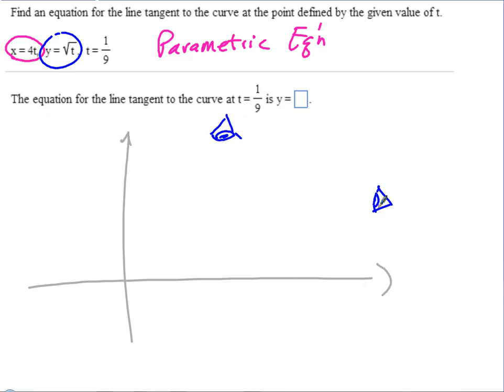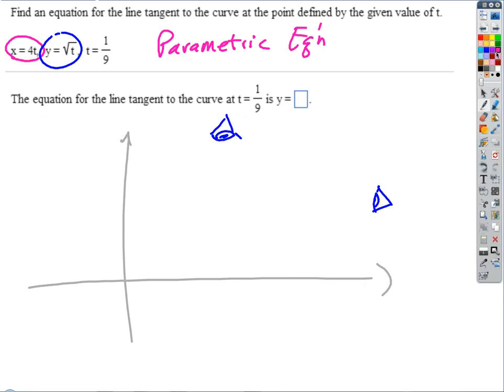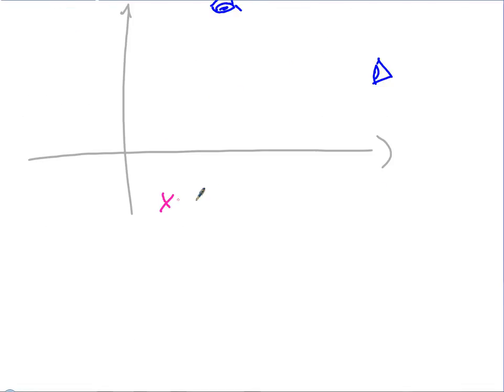Okay, and so if we were to differentiate this, if x equals 4t, we could find the rate of change of x as a function of time, which is just the horizontal speed of the ant. What is dx/dt?